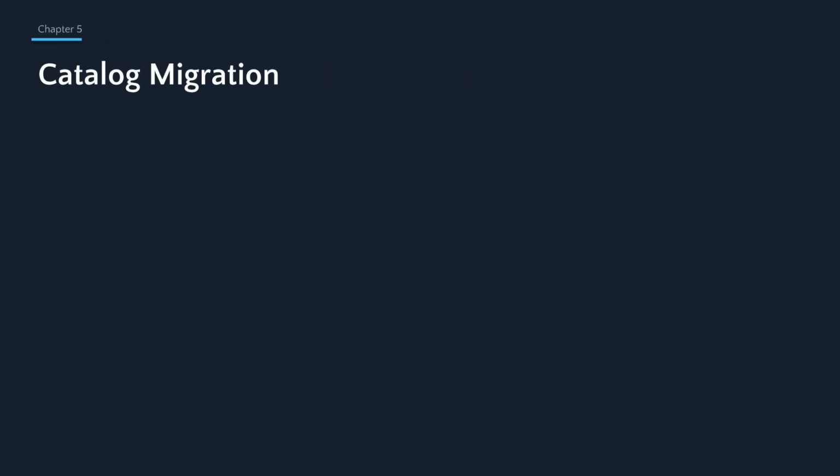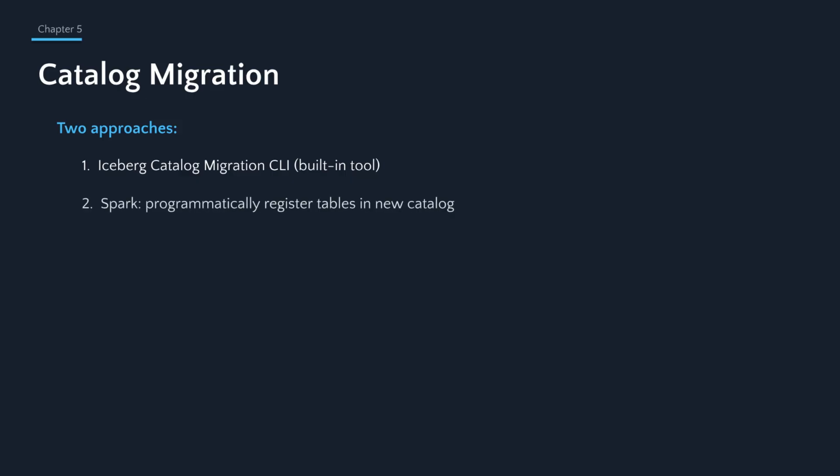One more important topic: catalog migration. If you need to switch catalogs, you have two options. The Iceberg Catalog Migration CLI is a built-in tool that handles it automatically, or you can use Spark to programmatically register tables from the old catalog in the new one. Either way, only metadata pointers are migrated. Your actual data files stay exactly where they are.